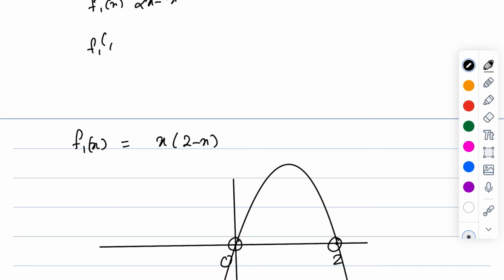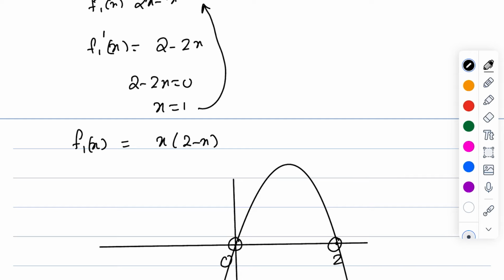So it is 2x minus x square. I find the first derivative: 2 minus 2x. Equate the first derivative to 0, so x equals 1. Plug in x equals 1, so we will be getting y equals 2 minus 1, which is 1. So (1, 1) is going to be my maximum point. So I found the maximum point.